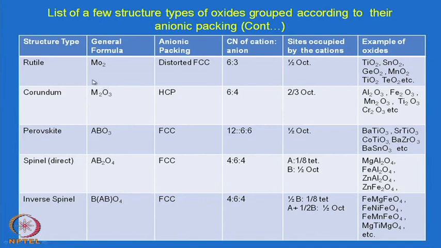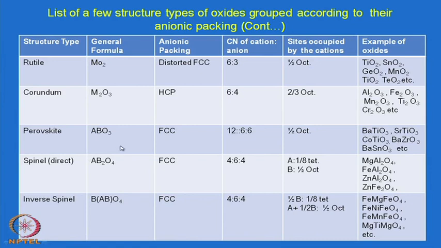Corundum we also discussed. The chemical formula of the structure type is M2O3, sesquioxides, and this is HCP, the symmetry is hexagonal, the cation having a coordination number of 6, whereas the anion has a coordination number of 4, and only 2/3 of the octahedral sites are occupied by the cation because of the formula, here it is 3:2. So, you have only 2/3 and the rest 1/3 is vacant, and the oxides which crystallize in this structure are Al2O3, Fe2O3, Mn2O3, Ti2O3, Cr2O3 and so on.